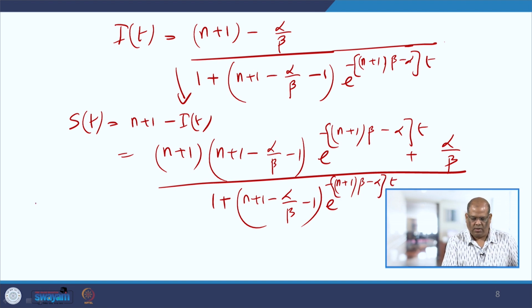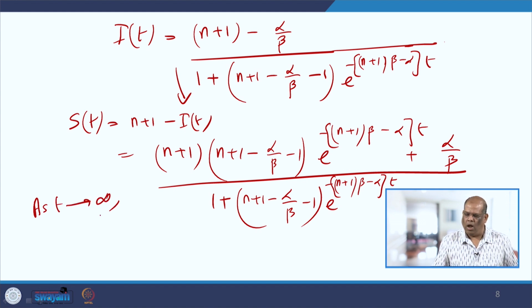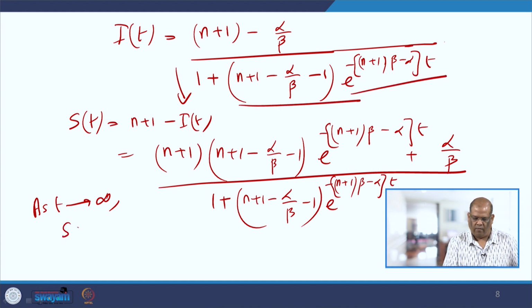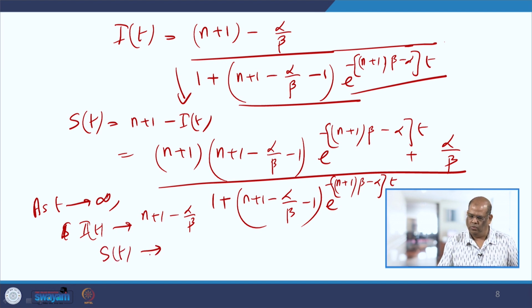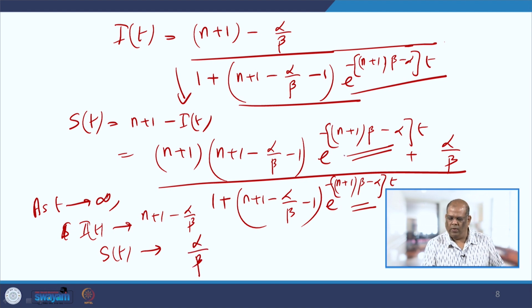Now let's see what happens as your t becomes large. So as your t becomes large, this part goes to 0, and you are left with your It going to n plus 1 minus alpha by beta, divided by 1, and your St goes to, this part goes to 0, so you are left with alpha by beta, this part goes to 0, you are left with 1. Now this will only go to 0 when (n plus 1) times (beta minus alpha) is positive.